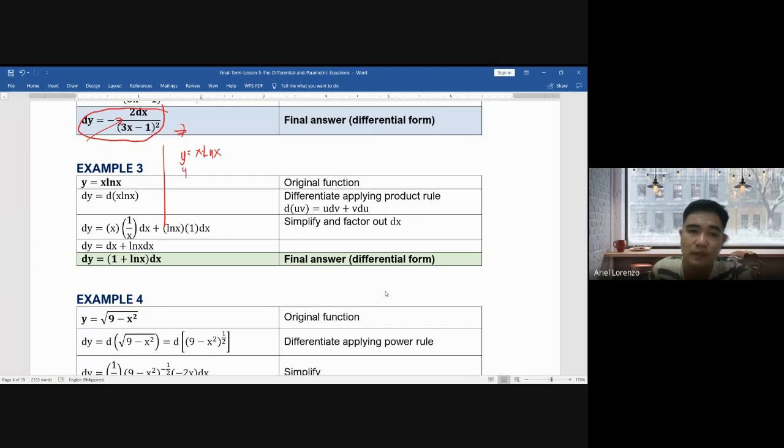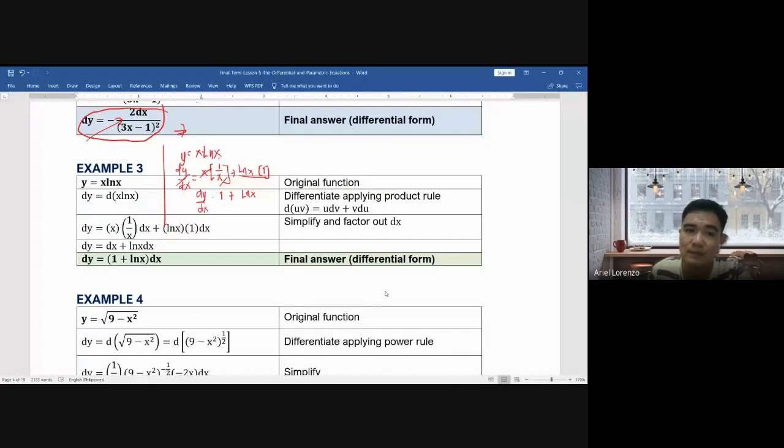So dy all over dx, ano ang u mo? x. u is x, so u, x, derivative ni v. Ano ang derivative ni ln? Di ba du all over u. So magiging derivative ni x is 1, all over u is x. Plus v, so that is your ln of x, derivative ni u. Ano ang derivative ni x? That is 1. Okay, cancel. So may naiwan na 1 plus ln of x. ln of x times 1 is ln of x. Okay, so that is your dy all over dx.